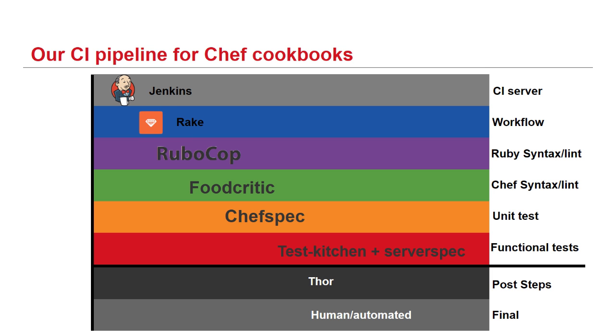And then the final steps for our team is we use a tool called Thor. It's another Ruby gem, but it does our post-build step, and for us that is tag the Git branch with the current version of the Chef cookbook. So we always have a real-time tag that matches the Chef version, the cookbook version, excuse me. And then our final step is always a human process to actually go and do a code review, make sure everything looks good before we merge it in.